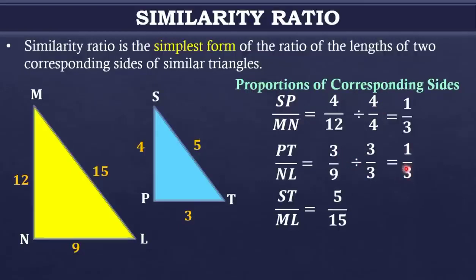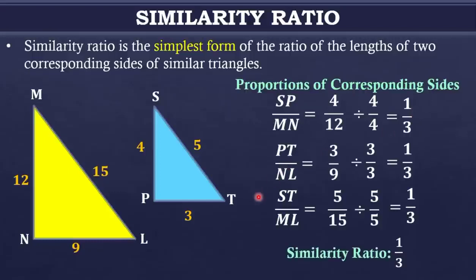So, 1/3 din po. And then for 5 over 15, we have divide 5, since the GCF is 5. So, 5 divide 5, that is 1. And 15 divide 5, that is 3. So, ito po yung tinatawag nating simplest form. Okay? So, as you can see, they are all the same. So, pare-pareho po. So, therefore, our similarity ratio is 1/3. So, yun po ang pagkuha ng ating similarity ratio.